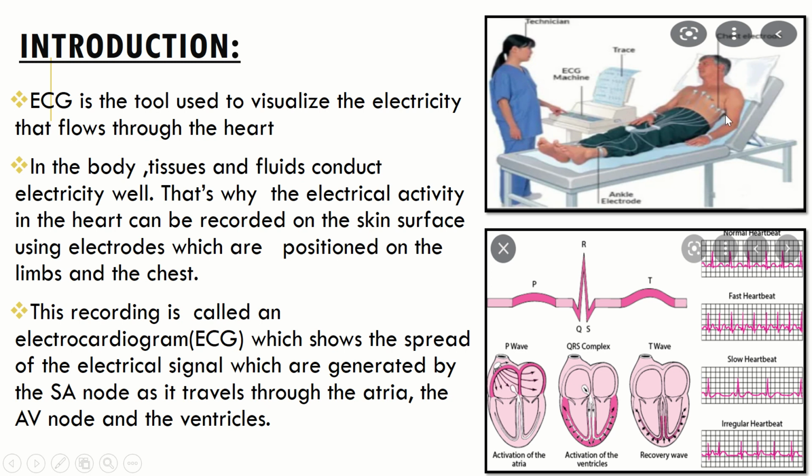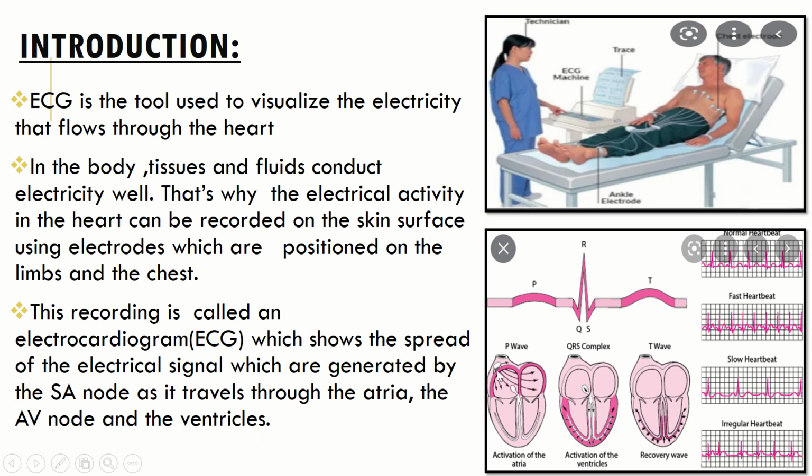But how are they able to record the electrical activity of the heart? Because the electrodes are placed, and the tissues and fluids conduct electricity. That's why we are able to record the electrical changes taking place in the heart. This recording is called an electrocardiogram, which shows the spread of the electrical signal generated by the SA node as it travels through the atrium, the AV node and the ventricles.